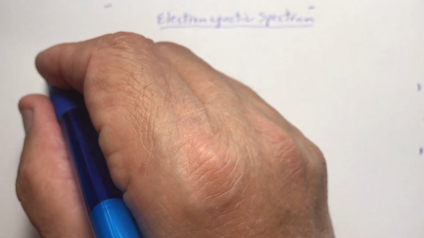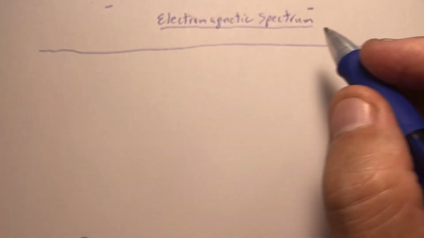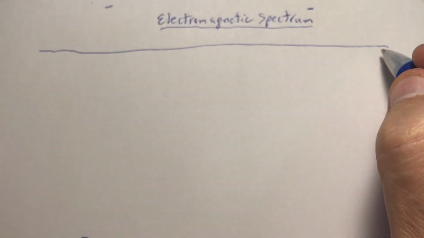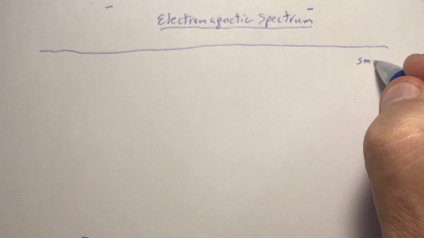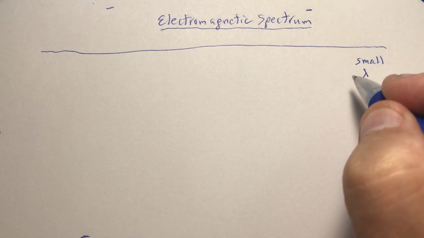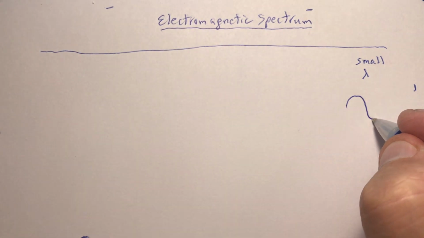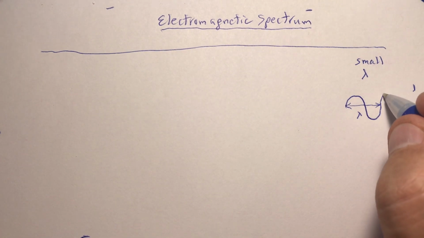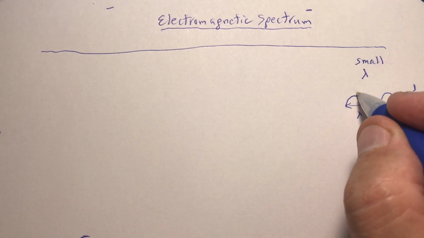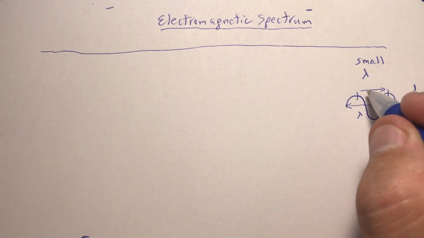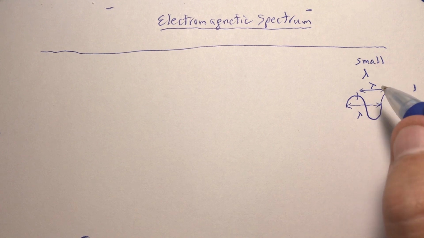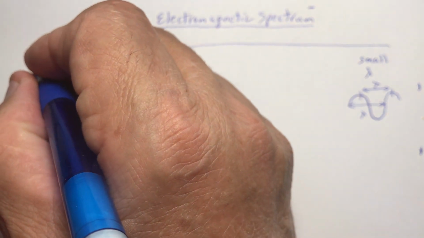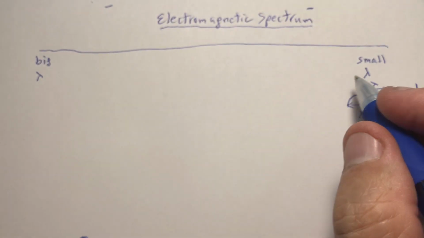So we have a big range of them. We go from small. This is the small wavelength, so I put here small lambda. The lambda is the wavelength. Here is the wave, for example, and here is the wavelength. This is lambda, the wavelength. If you want to measure a wavelength a different way, you go from peak to peak. This is also lambda. So this is also wavelength. So we go from big lambda to small lambda.